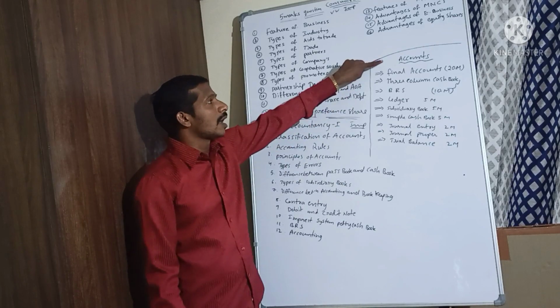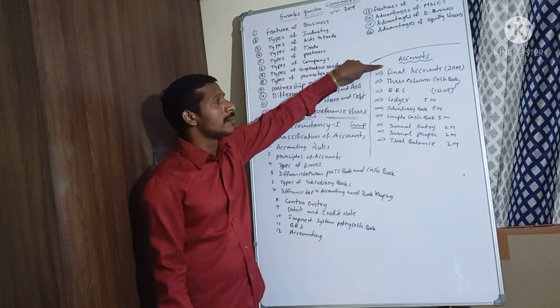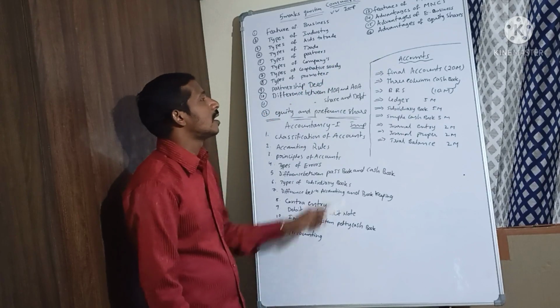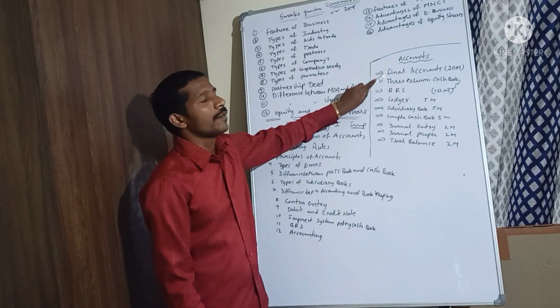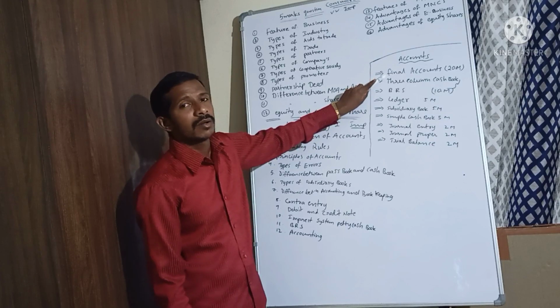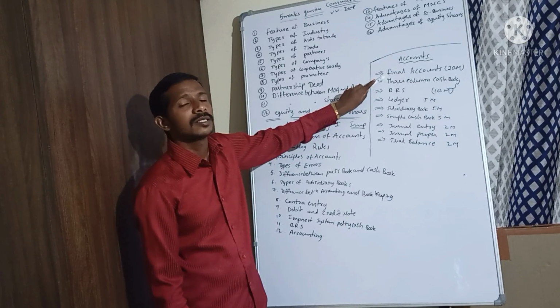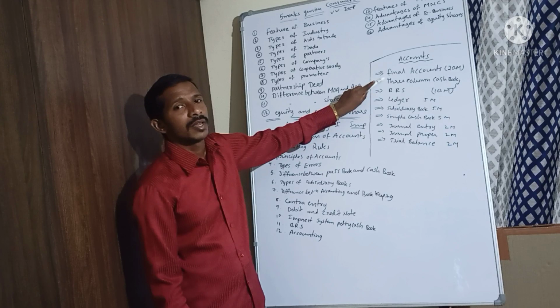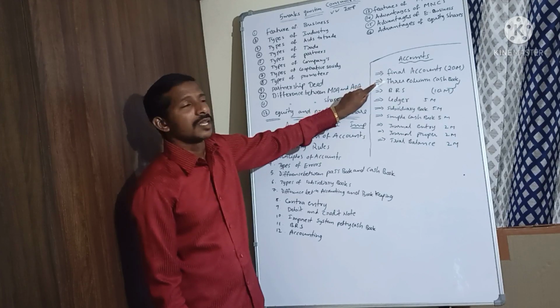Next, in accounts, the problematic part is there. We'll see the problems here. You can see final accounts for 20 marks. In final accounts, you have to prepare the trading account, profit and loss account, and balance sheet. Three you have to prepare. With adjustments, you will get the 20 marks.